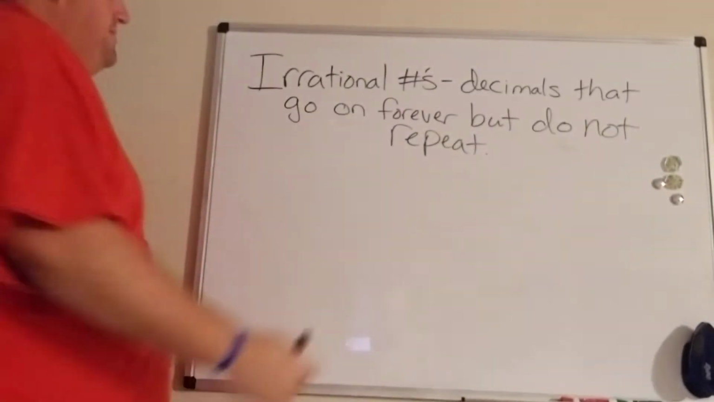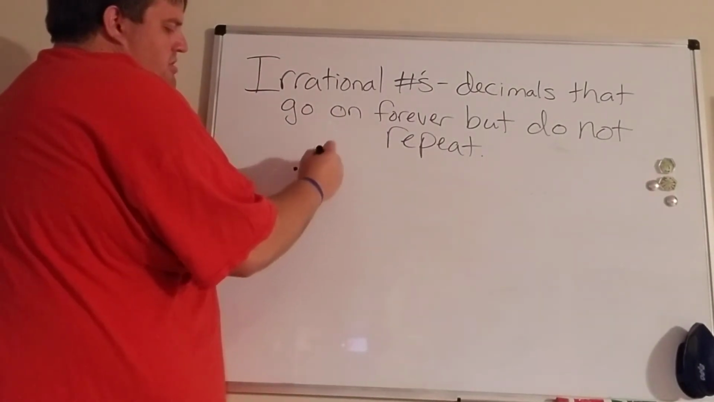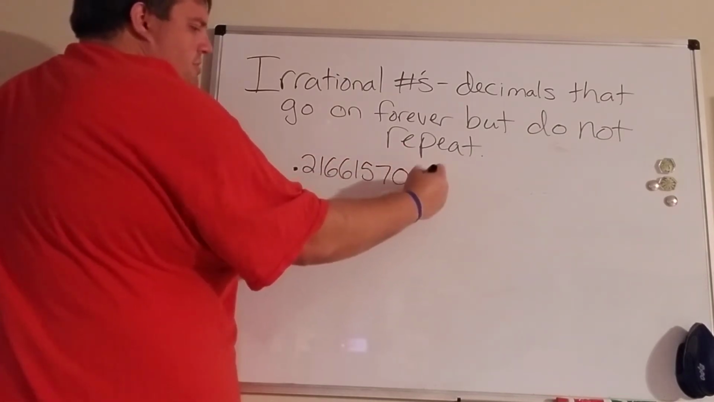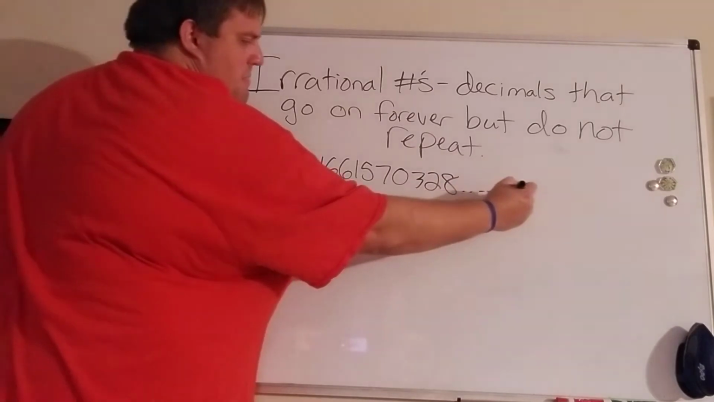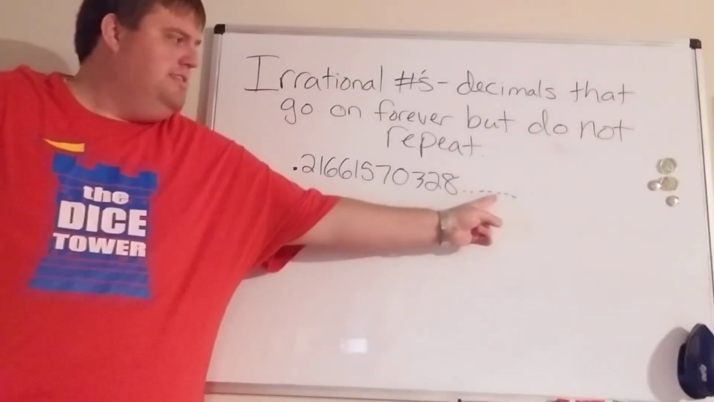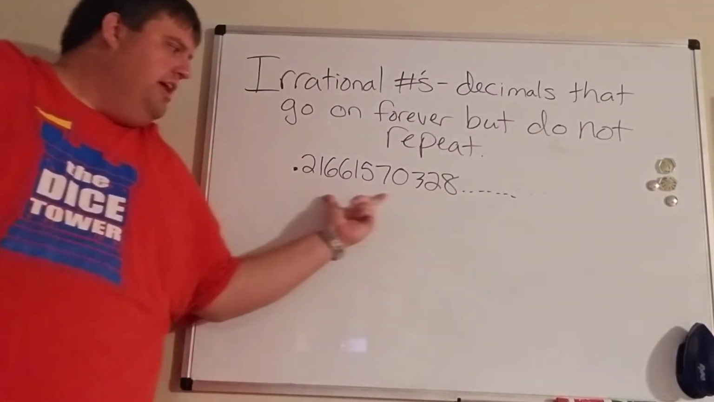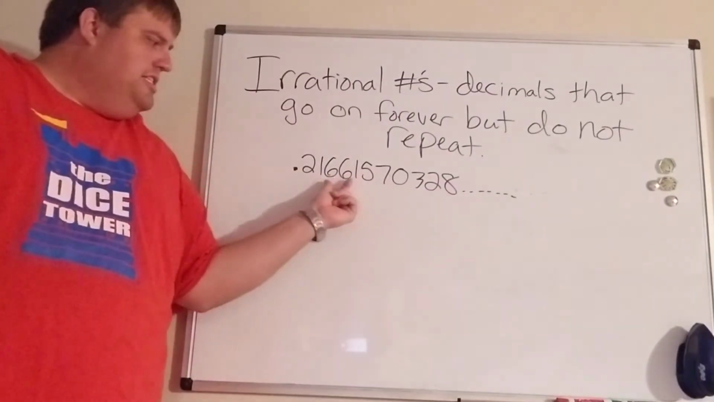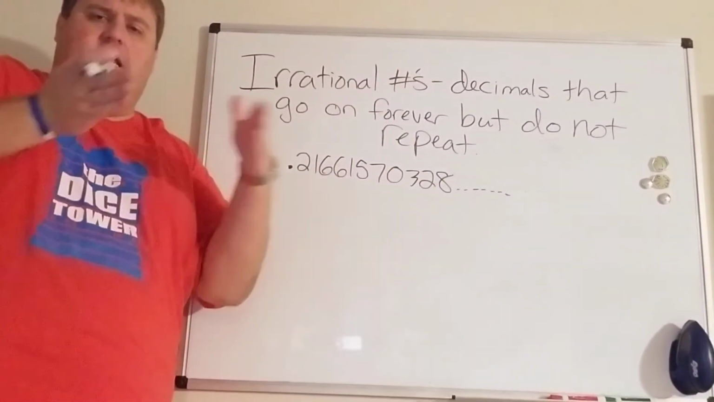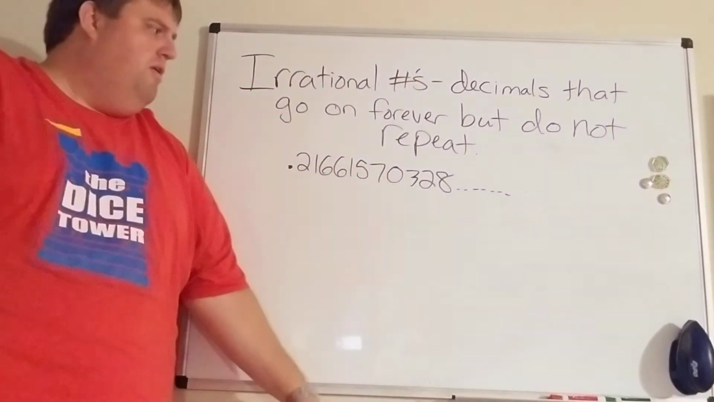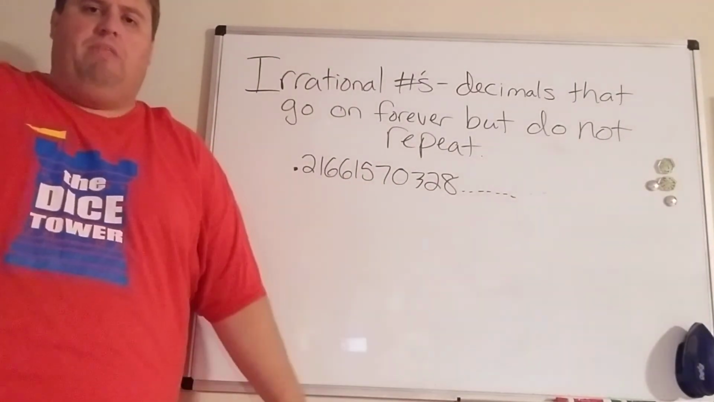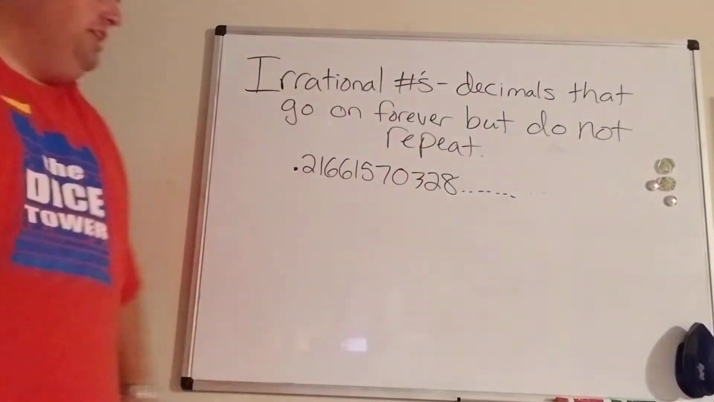So, something like 0.216615703228 blah blah blah, right? It has to go on forever, so we need this. However, as you see here, yes, the 6 shows up more than once, but that's not a pattern, right? That's not a set number, the same set over and over and over. This is kind of random digits. And that's what irrational numbers are going to look like.